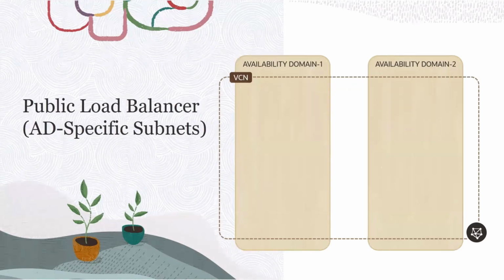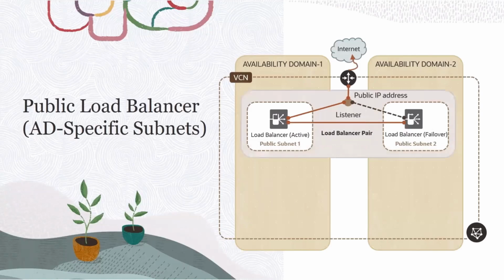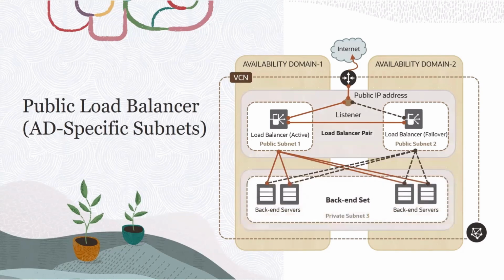In case of availability domain specific subnets, you see that the service provisions the active or primary load balancer in one AD and the secondary or standby load balancer in another availability domain. So that's basically the load balancer pair. And then the same thing: if there is no outage, then all the traffic will be sent to the backend servers from the primary load balancer, and in case there is a failover, then it would be sent using the standby load balancer.